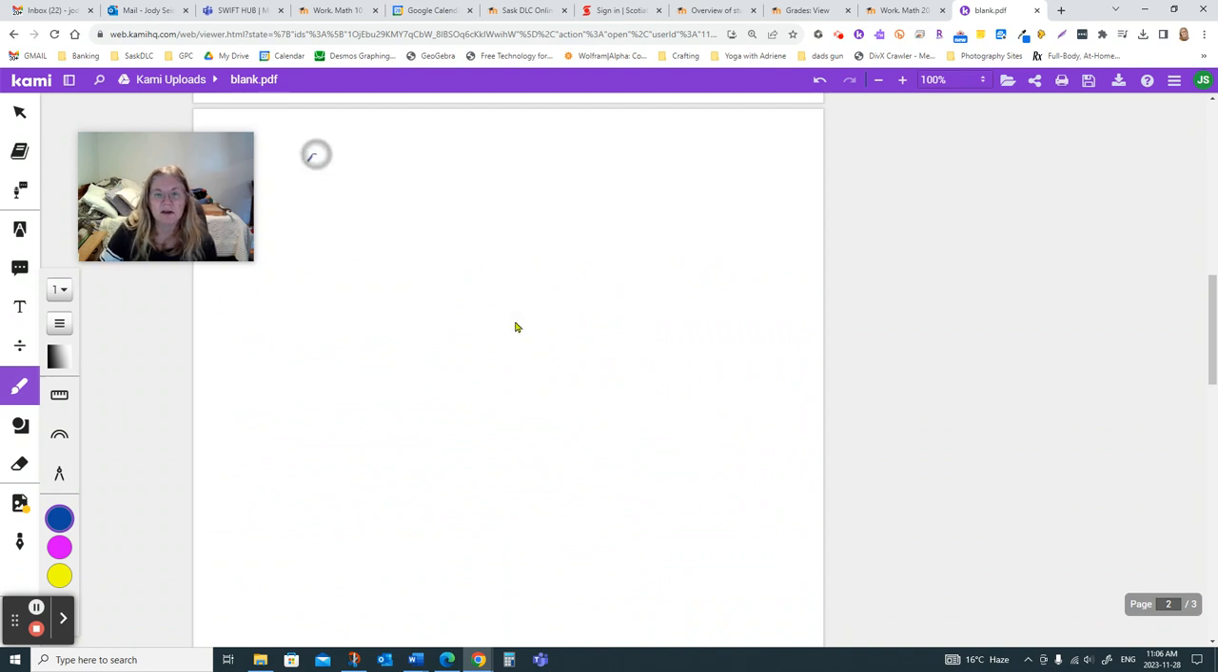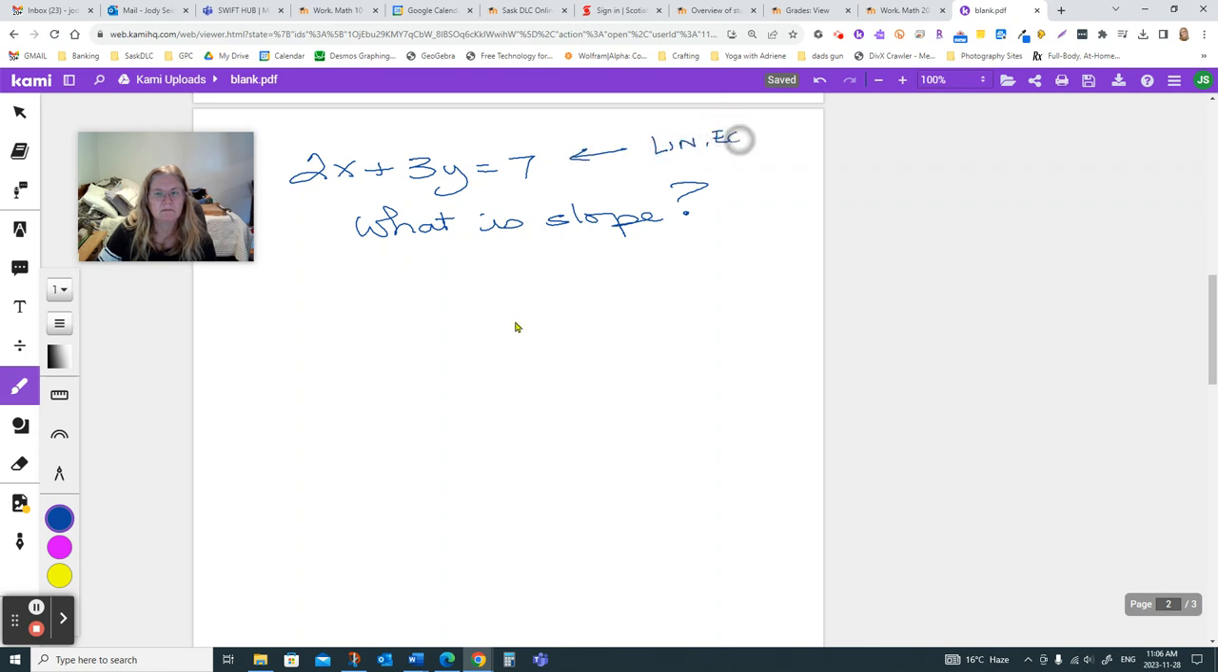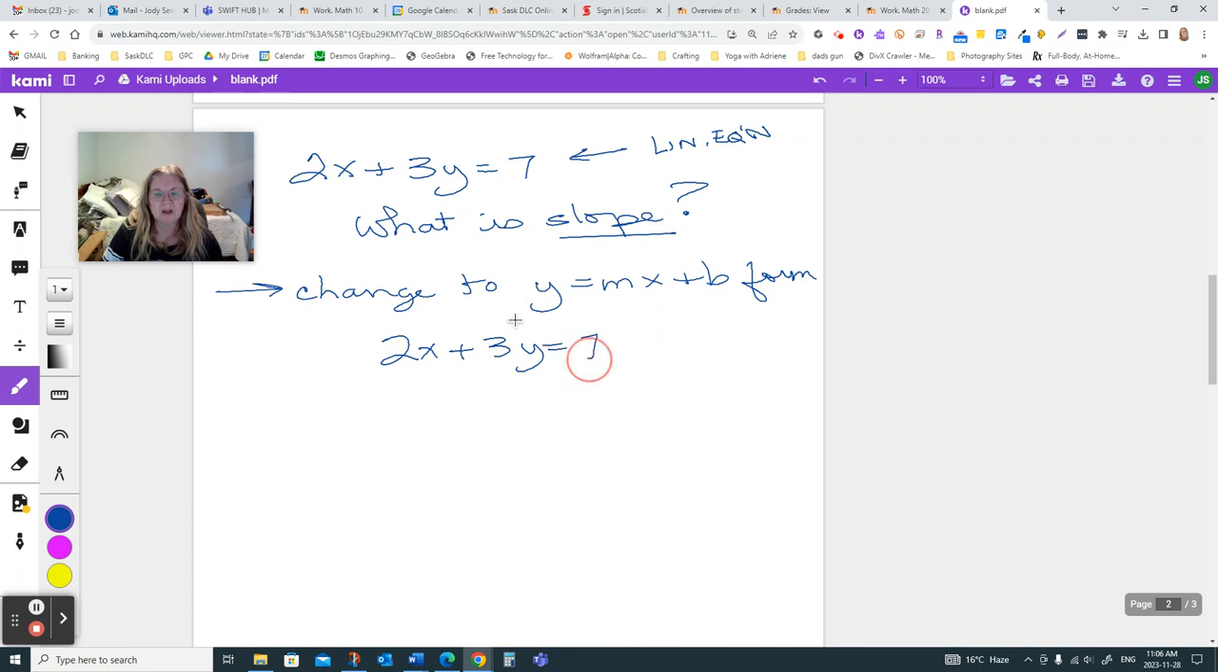Now, what if I give you an equation and I ask you, what is the slope? If you've got a linear equation and you want to find slope, change it to y = mx + b form. Now, what does that mean? My equation right now isn't in the right order. I need this y by itself. So how am I going to do that?